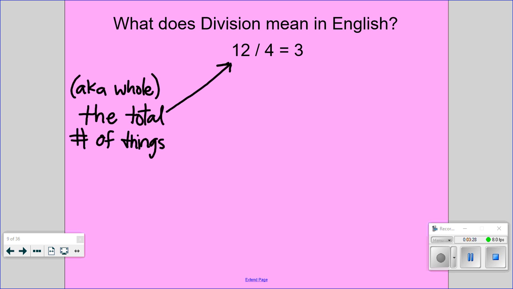Alright, this division symbol. Mine is a slash. I imagine most of you probably put the horizontal line with the two dots. Doesn't matter. They're interchangeable. They mean the same thing.